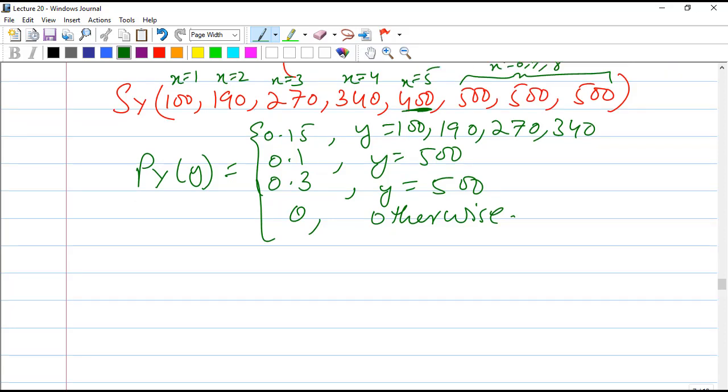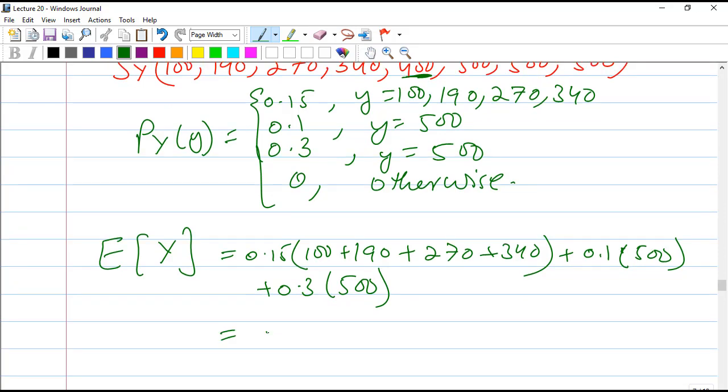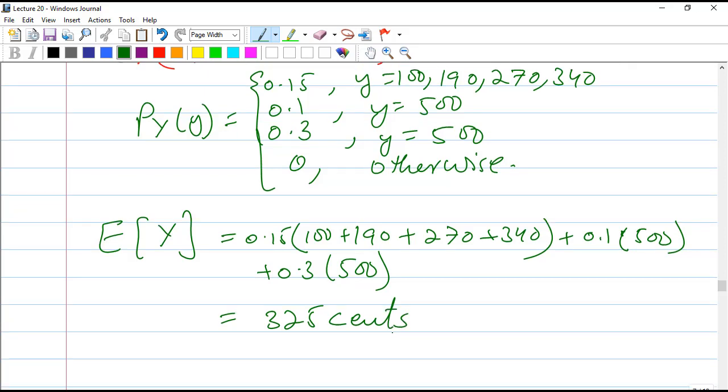Now the next step is to find the expected value of y. Expected value of y will be 0.15 times y is 100 plus 190 plus 270 plus 340, and again plus 0.1 times 500, and then it is plus 0.3 times 500. So it would be then 325 cents in average, or the expected value of this one.